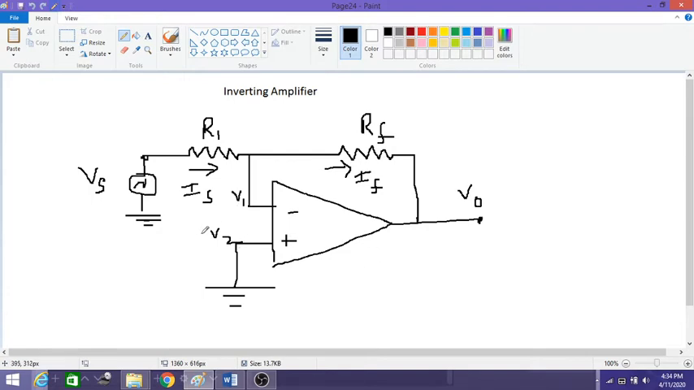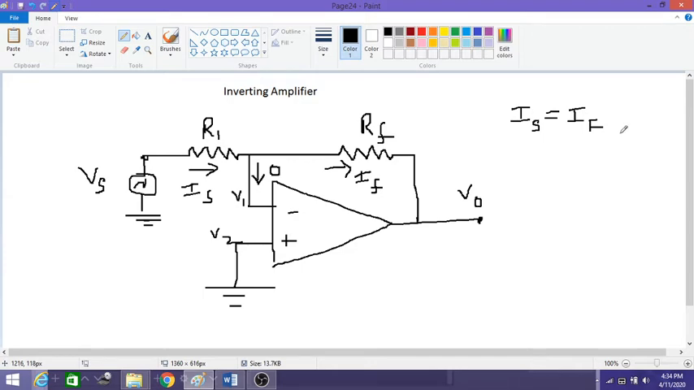Circuit. Now if you see, with the help of the virtual ground concept, since this V2 terminal is grounded, it means virtually this V1 terminal is also grounded. It means there is no current flowing to terminal V1. So the current flowing to terminal V1 is 0. So from this I can write straight away a Kirchhoff's current law equation, that is IS is equal to IF.